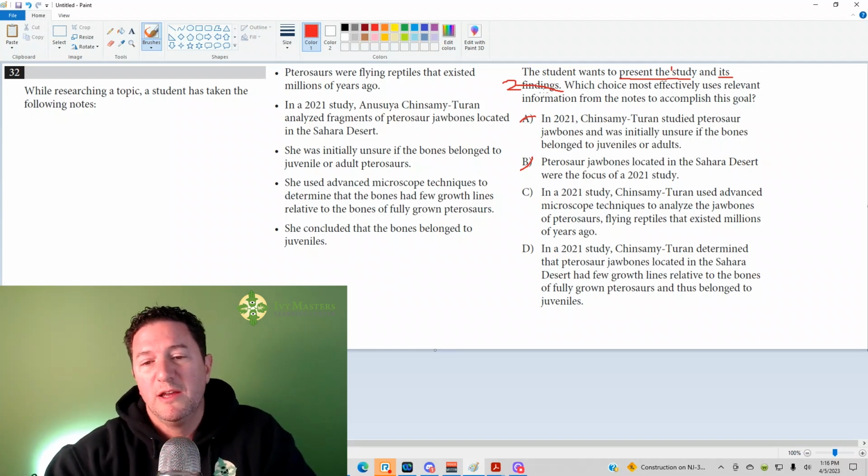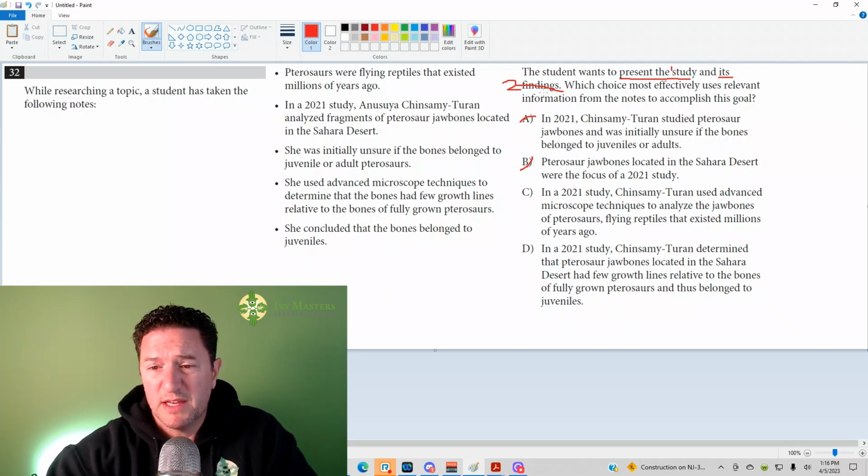Answer choice C, the 2021 study, Chinsamy-Turan used advanced microscope techniques to analyze the jawbones of pterosaurs, flying reptiles that existed millions of years ago. She did do that, but her findings is that, how it concludes is that they're juveniles. It looks like it's not going to be C either.